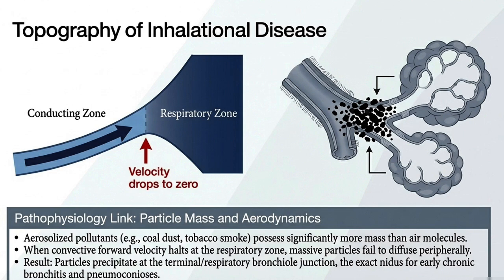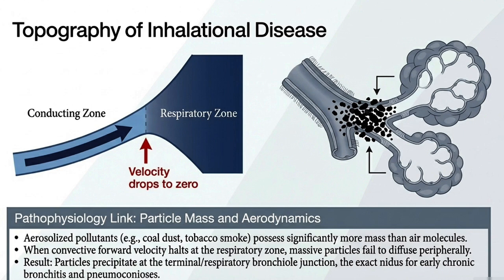And this simple physical fact explains a huge piece of pathology. Think about inhaled particles, like tobacco smoke or coal dust. They're carried down by convection, no problem. But these particles are way too big and heavy to move by diffusion. So what happens when that forward velocity just dies out? Well, they literally fall out of the air and get stuck, right at the junction between the conducting and respiratory zones. This is exactly why the earliest damage in diseases like chronic bronchitis happens in those little airways.